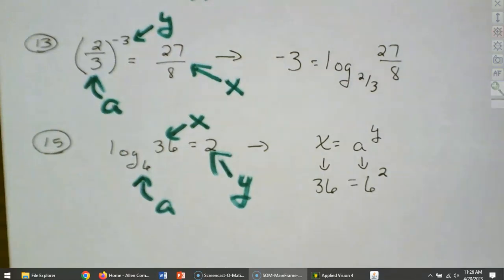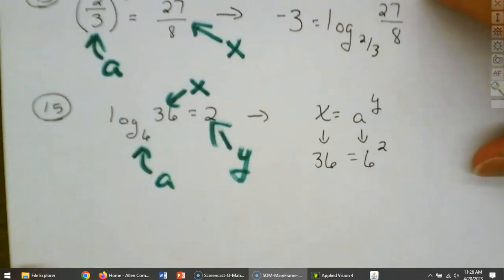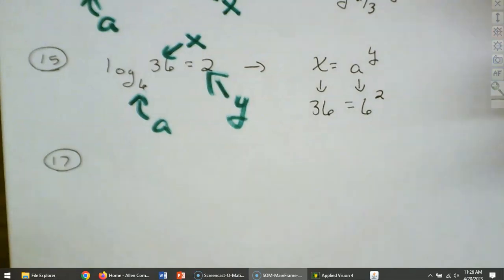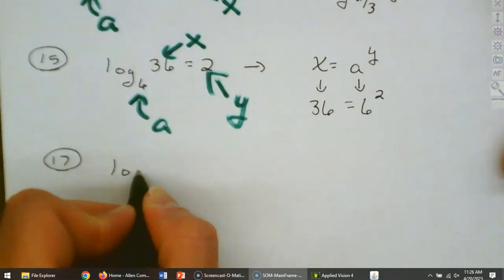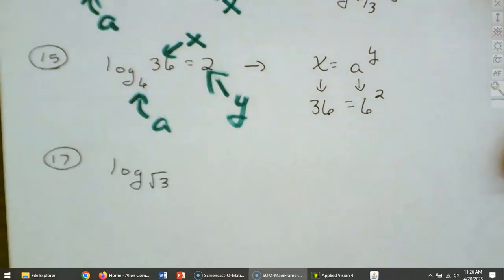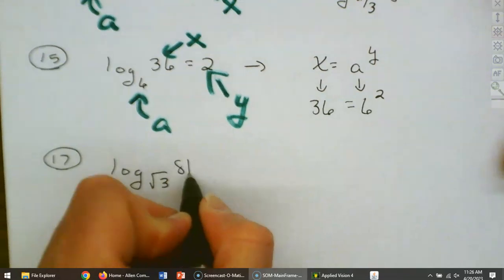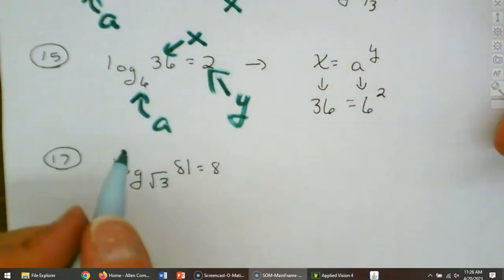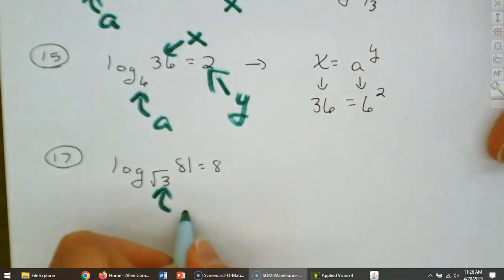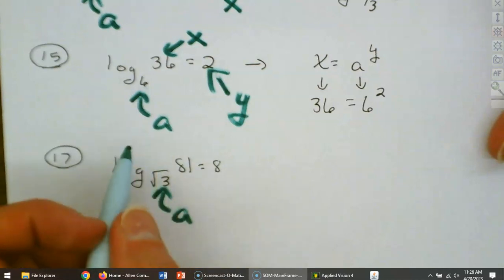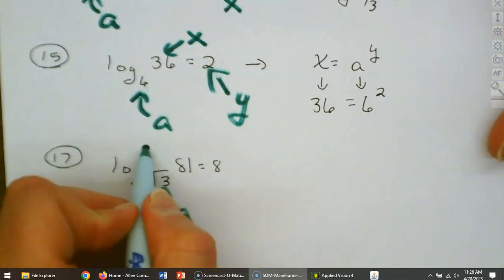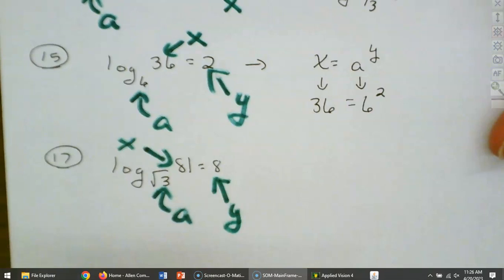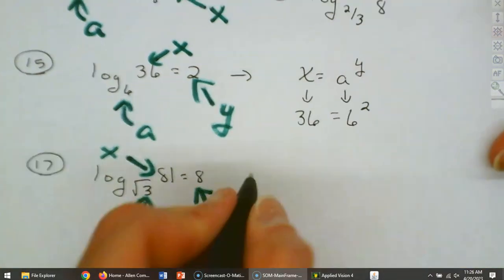How about question 17? Let's try to convert 17. Seventeen is log base square root of 3 of 81 equals 8. Well, we know that square root of 3, that is your a. So we know that's your a there. We know the number inside, that is your x. And we know the number on the end by itself, that is the y.